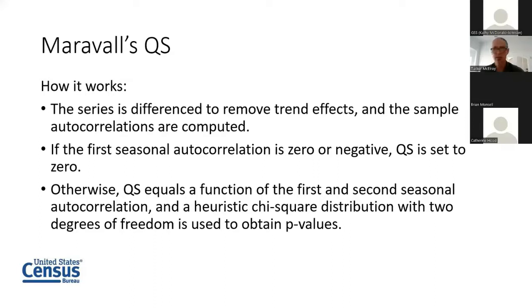So how it works is the series will be differenced to remove trend effects, and we compute sample autocorrelations. If the first seasonal autocorrelation is 0 or negative, we just set QS to 0. Otherwise, it's a linear combination of these squared. Basically, we square those two sample autocorrelations, they're normalized by a factor, and then added up. There's a heuristic chi-square distribution for that under the null, which is used to get the p-values.